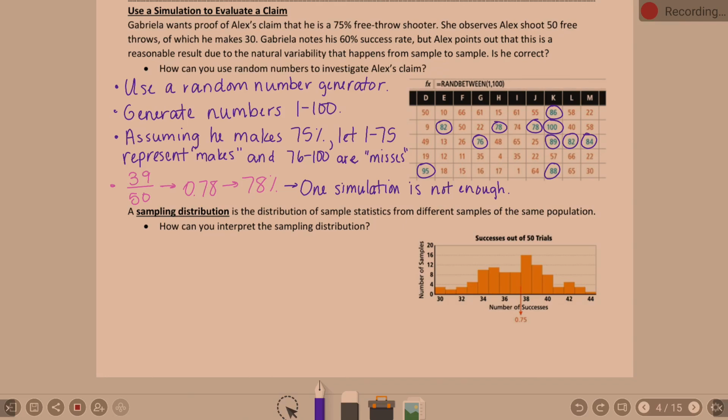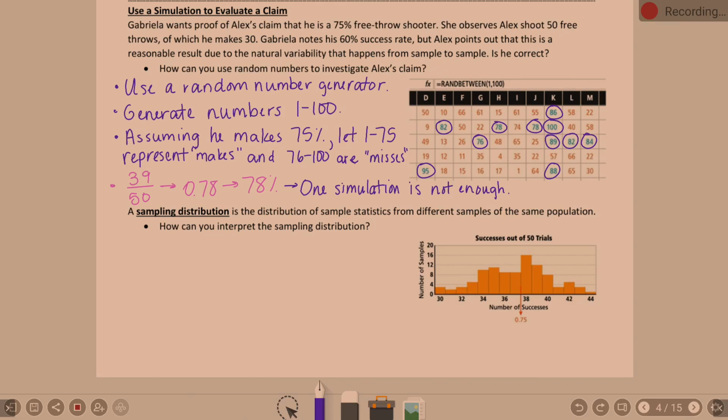Okay, now on this bottom piece here, it talks about a sampling distribution. A sampling distribution is the distribution of sample statistics from different samples of the same population. And it's asking us how we can interpret the sampling distribution. The idea is, up above, this was one simulation. One's never going to be enough to prove a point. The more data, the better is always going to be the idea here.